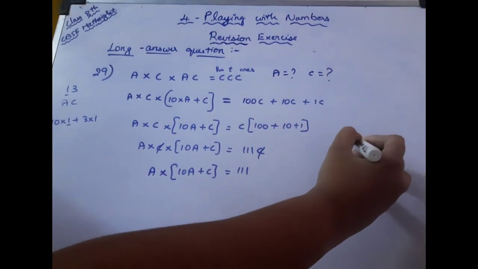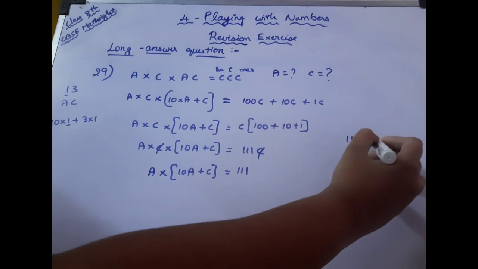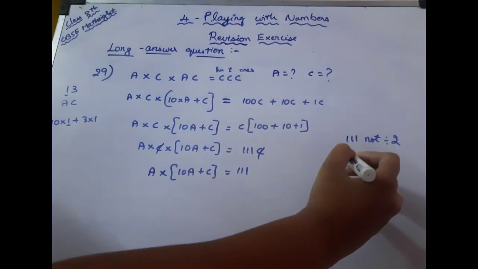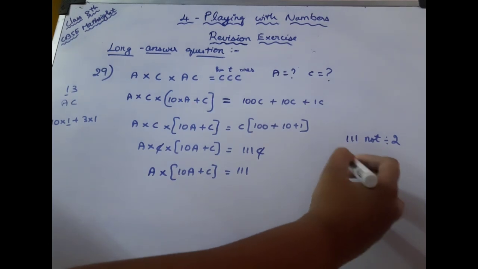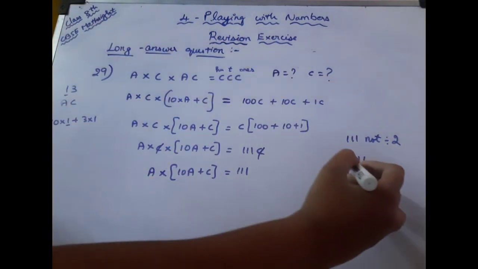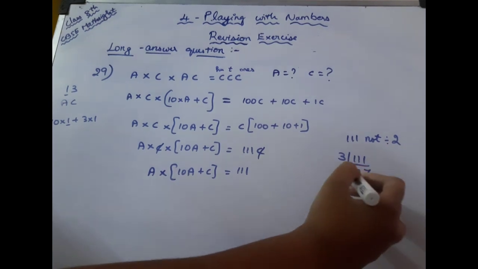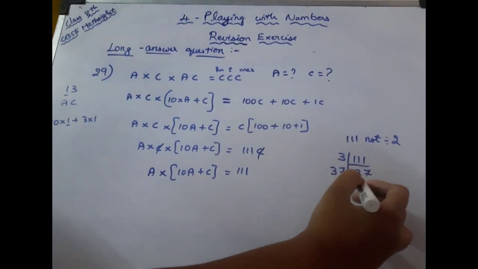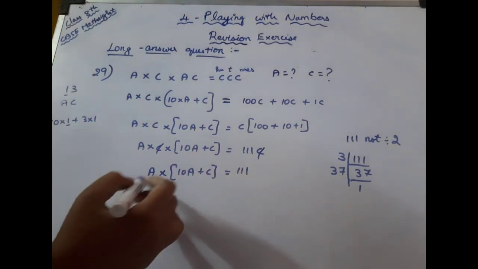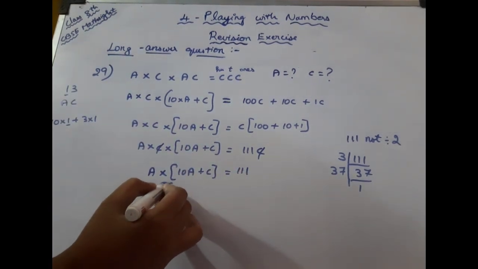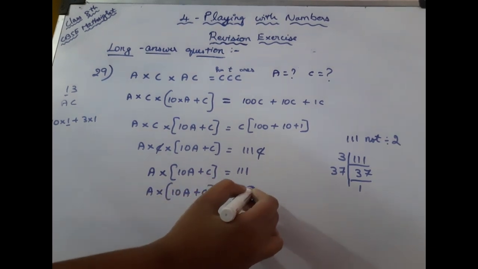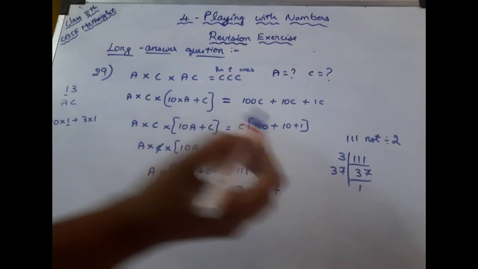So 101 is not divisible by 2 table. Next we can see 3 table. When we try to check for 3 table, we can see 3 into 37s are 111 and 37 into 1s are 37. So 111 can be written as, so A into 10A plus C equal to 3 into 37.